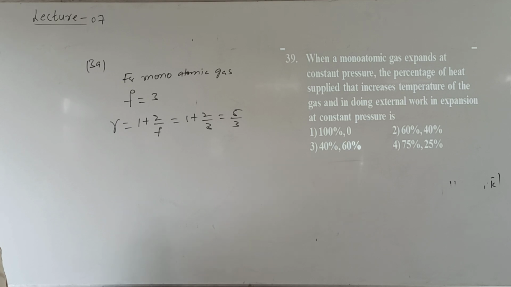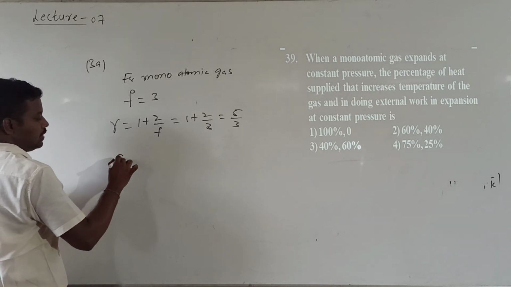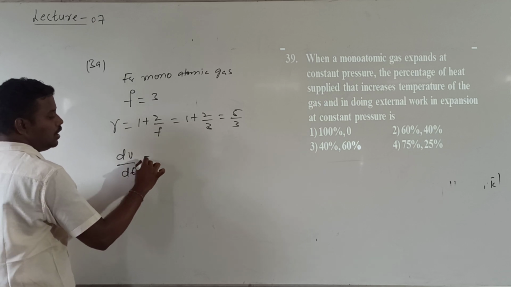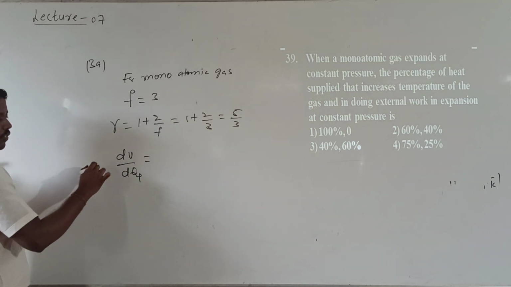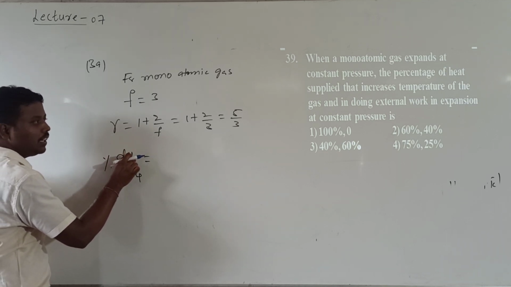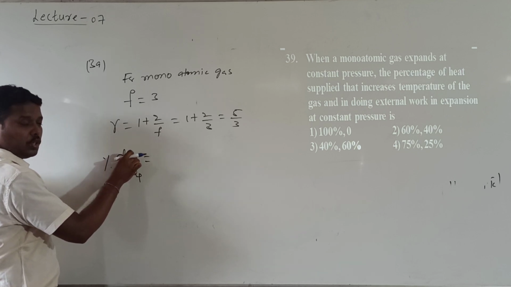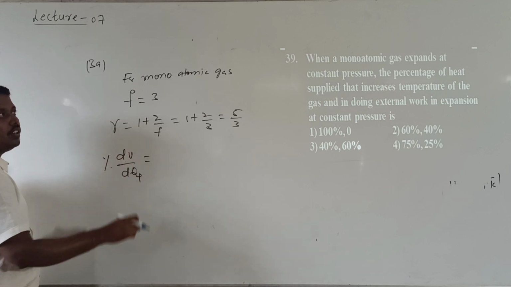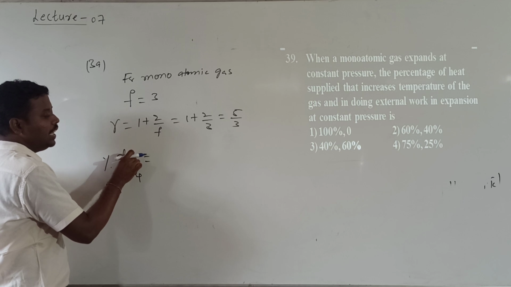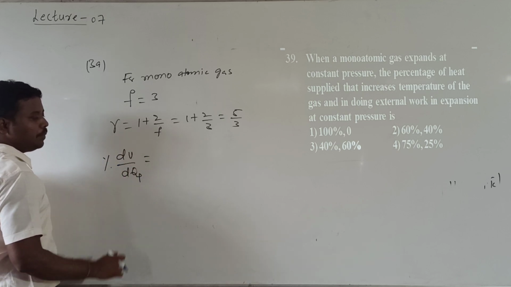They are asking us to calculate what percentage of heat supplied increases the temperature and what percentage does external work. So what is the fraction of heat utilized for rise in temperature? What is dU divided by dQ? The fraction of heat utilized for increasing the internal energy is the percentage of heat utilized for rising the temperature. Why? Because whenever the temperature increases, internal energy increases. That's why increasing the internal energy or increasing the temperature are both the same.